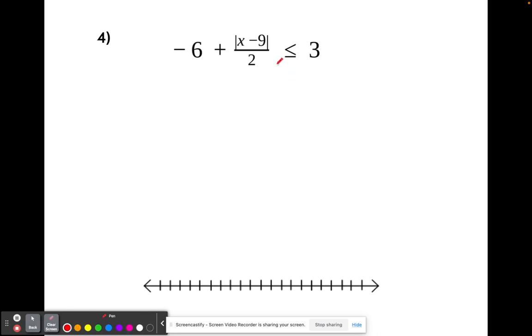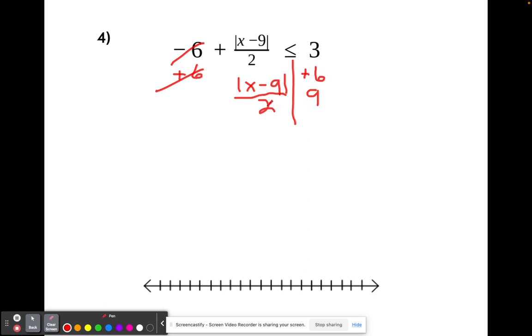Another example. I have quite a bit of stuff. I want to get this absolute value isolated. First, let's get rid of this 6 by adding 6 to both sides. This is a less than, so I'm going to end up with one inequality at the end. This cancels out. I have 9. And the absolute value of x minus 9 divided by 2 is less than or equal to 9.